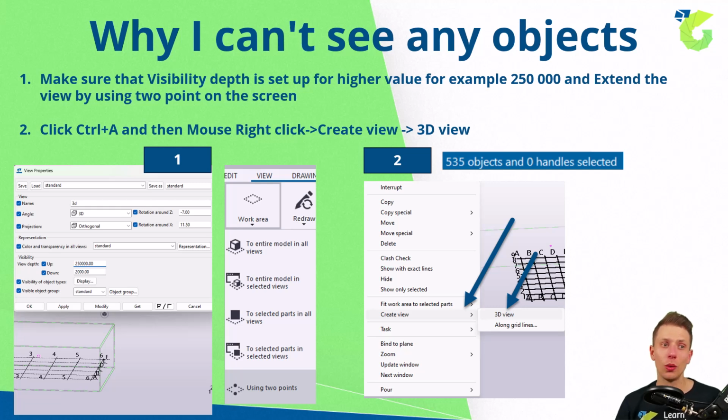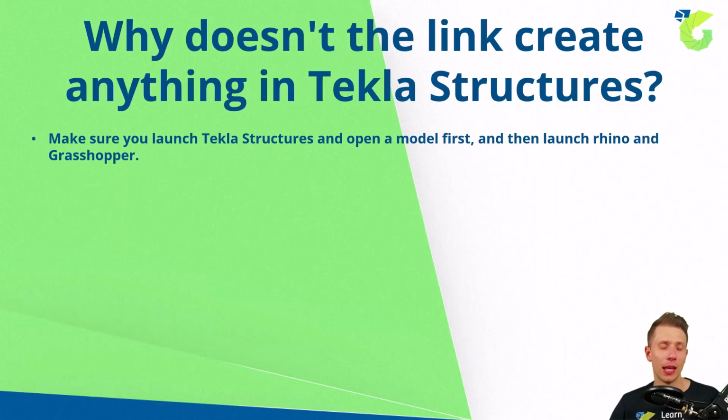The second is that you can create your own new view so that the selected objects will entirely fit into view. So what can you do? You can just press Control A to select all the objects visible in Tekla, and then right click and create a 3D view. So you are supposed to see all the objects together. Okay, so this is the first thing.